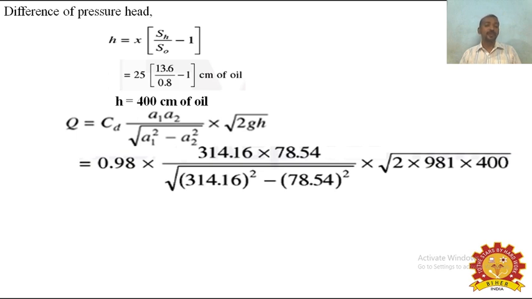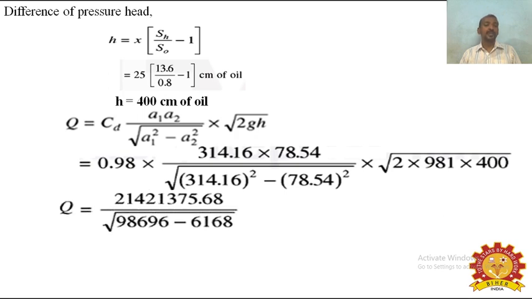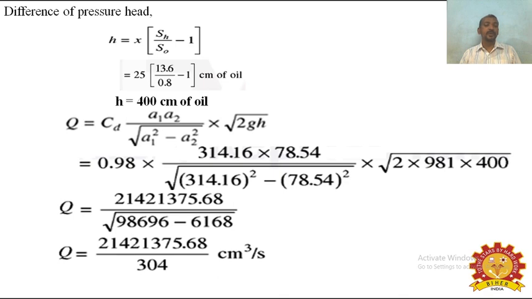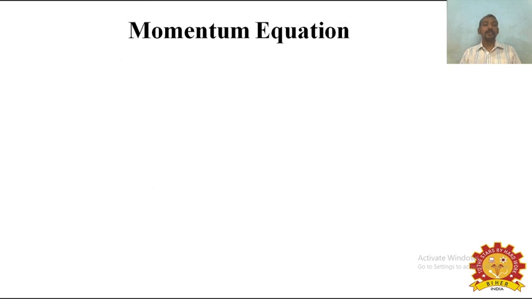So Q is equal to, we have to get one value, divided by root of, we have to simplify it again. Finally we get Q equal to 70465 centimeter cube per second. You have to convert into liter: 70.465 liters per second. Then next one, momentum equation.